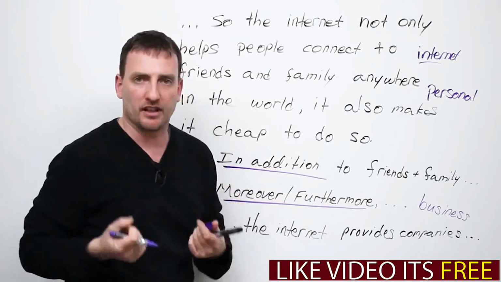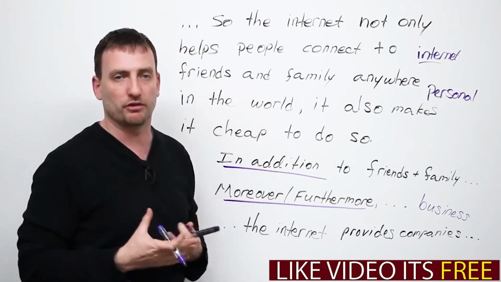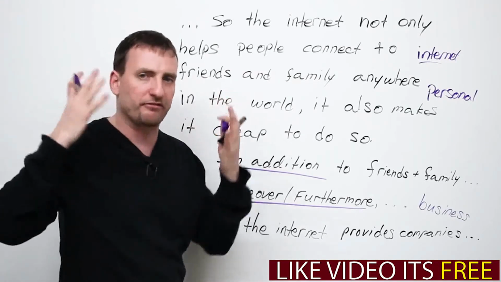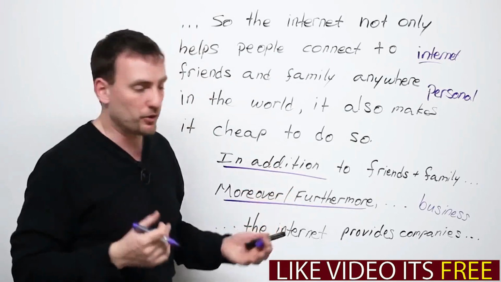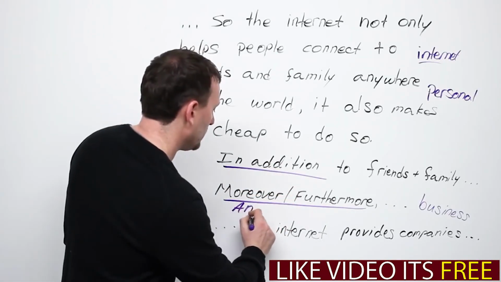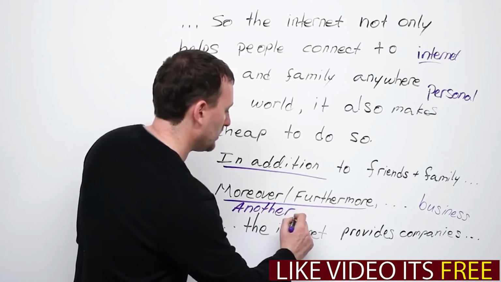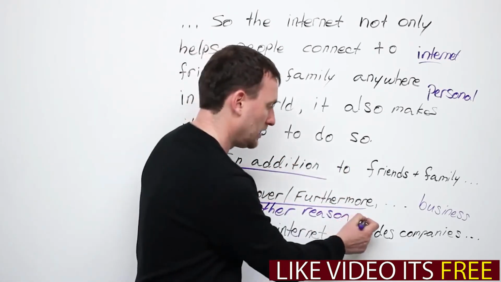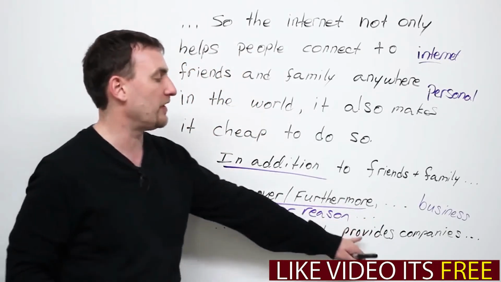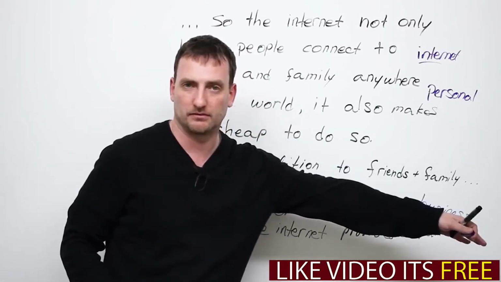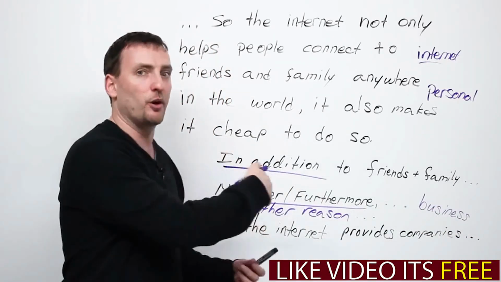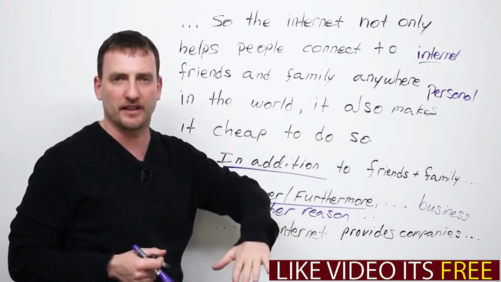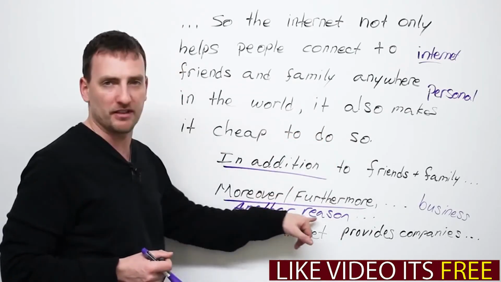But let's say you're taking the IELTS or the TOEFL test, you're writing your essay, you're running out of time. You're not thinking properly, you're a little bit frazzled. You need a transition word. Always use another. For example, another reason the internet is good is because it provides companies... Okay? This is your go-to transition. When you're stuck, you have nothing else, you want to switch to the next idea, always use another reason.